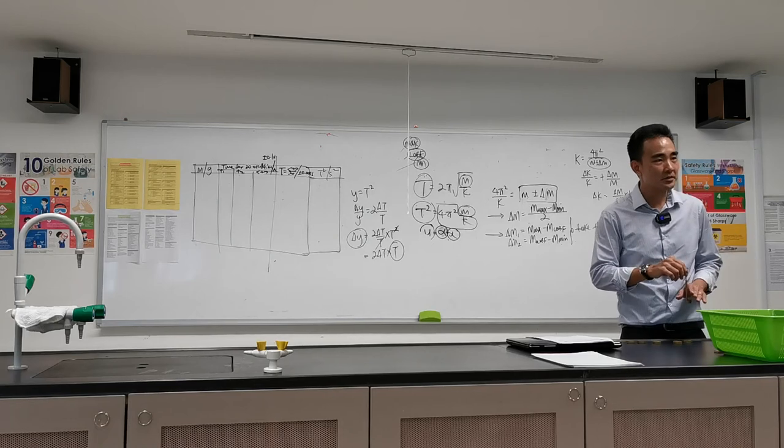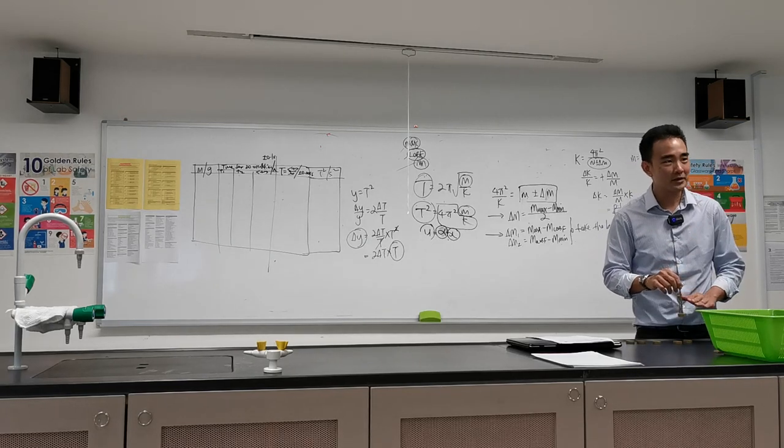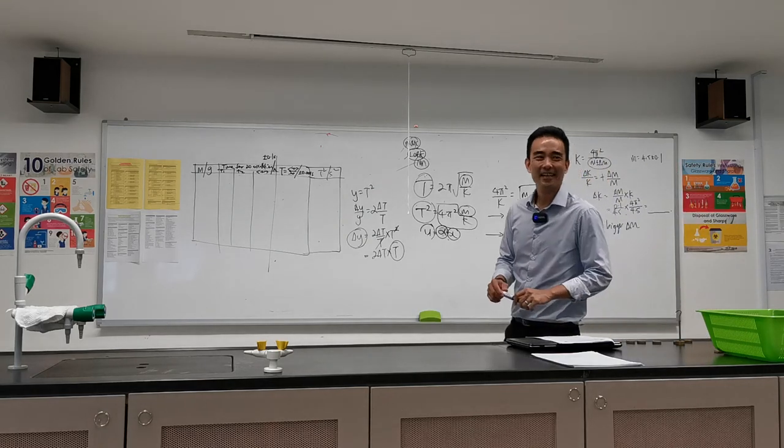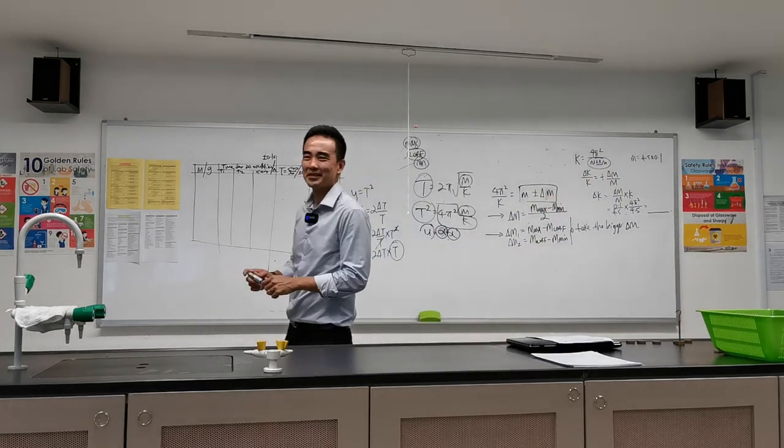Exactly. So it'll be 50 plus minus 1, 100 plus minus 2, 150 plus minus 3. Correct. That's correct. He was thinking about something else.